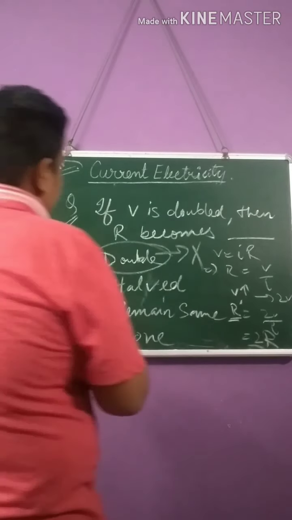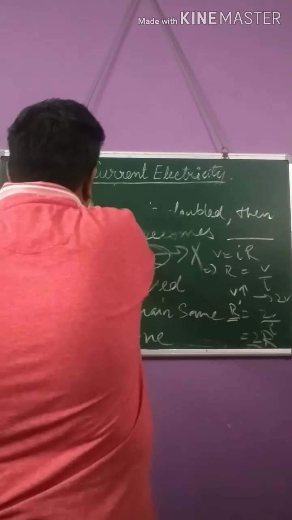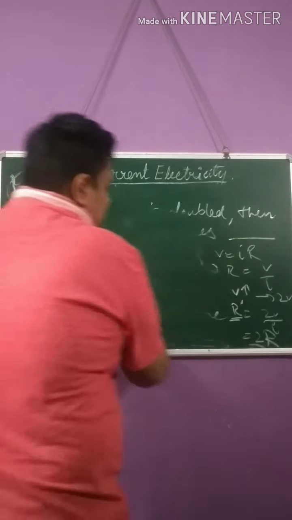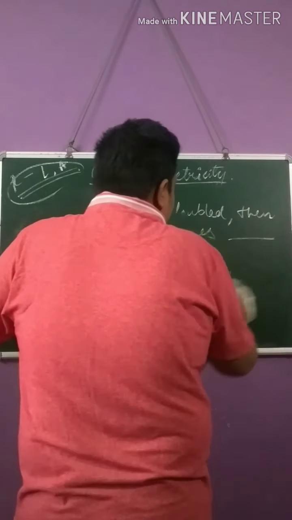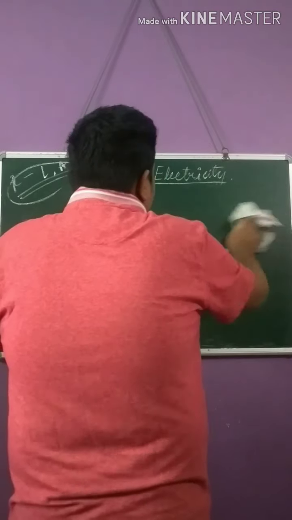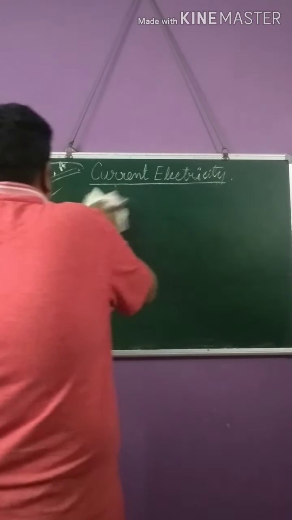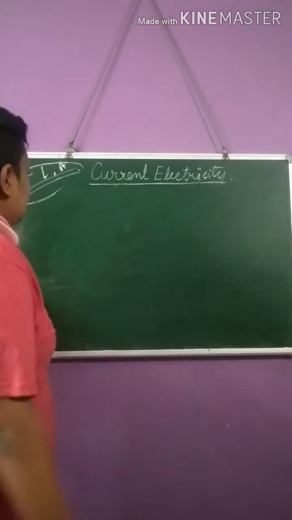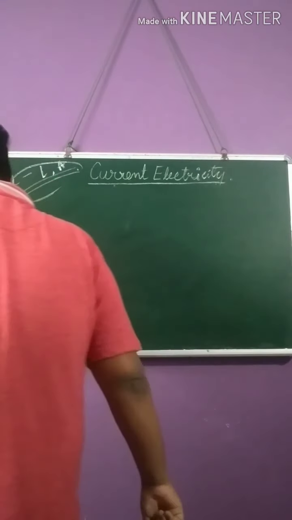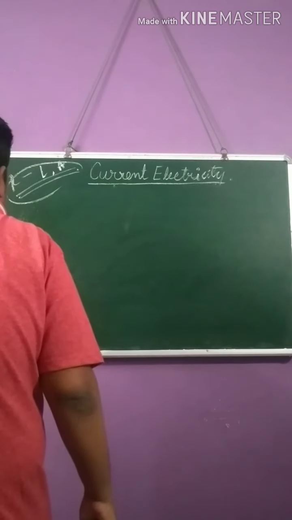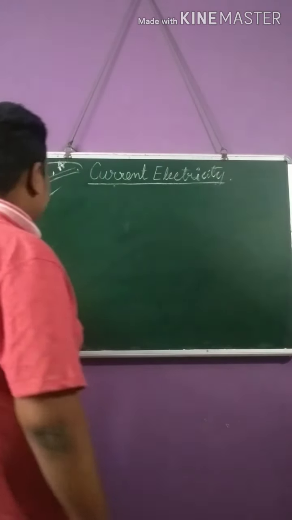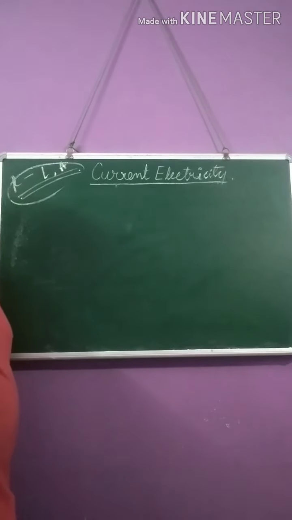Further we need to study more in this chapter about the unit of resistance, and then the factors affecting resistance. All this we will study in our next classes. We shall conclude today's class here. I have tried to explain a little bit about potential and resistance.